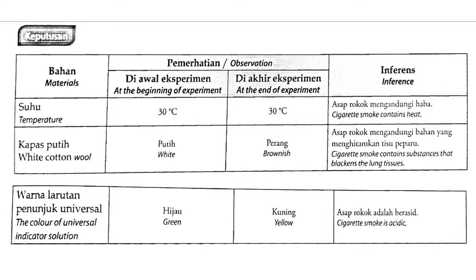The white cotton wool is still white at the beginning of the experiment, but the white cotton wool turned brownish at the end of the experiment. The inference is cigarette smoke contains substances that blackens the lung tissues. The color of universal indicator solution at the beginning of experiment is green, and at the end of experiment is yellow. The inference is cigarette smoke is acidic.